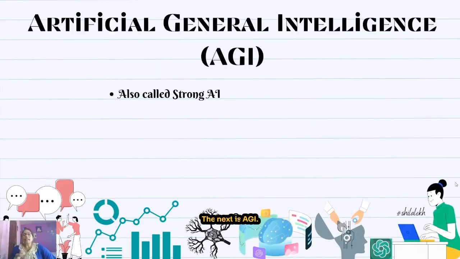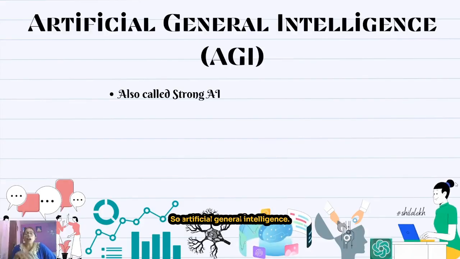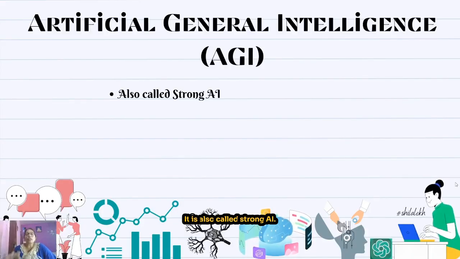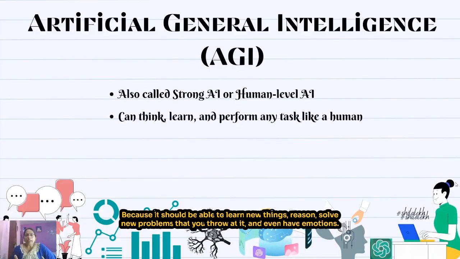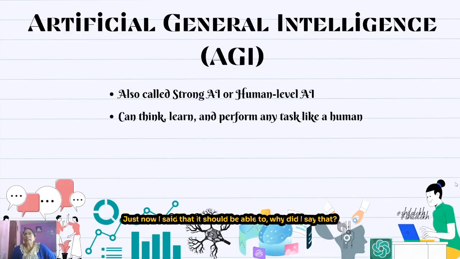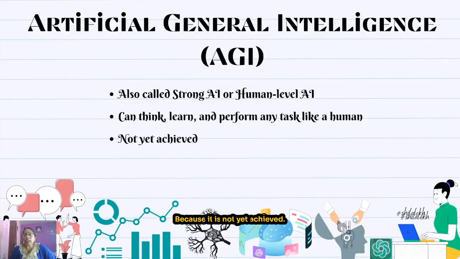The next is AGI. I'm sure you are hearing of this often. So artificial general intelligence. It is also called strong AI because it is supposed to be stronger than narrow AI. Why? Because it should be able to learn new things, reason, solve new problems that you throw at it, and even have emotions. Now, I said that it should be able to. Why did I say that? Because it is not yet achieved.